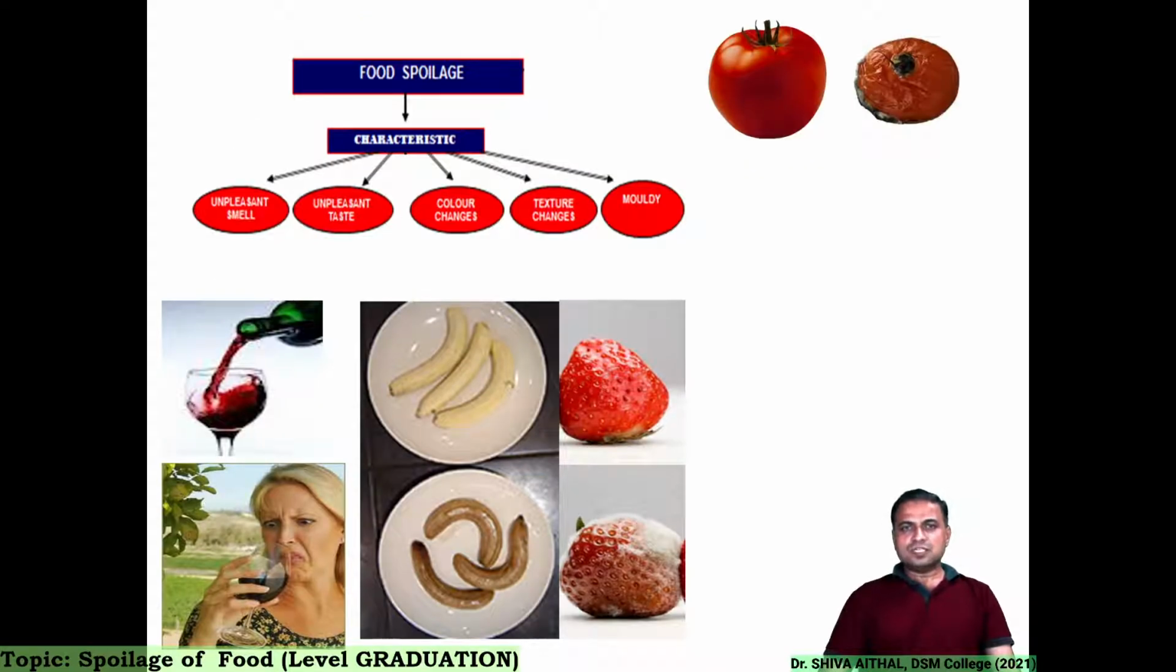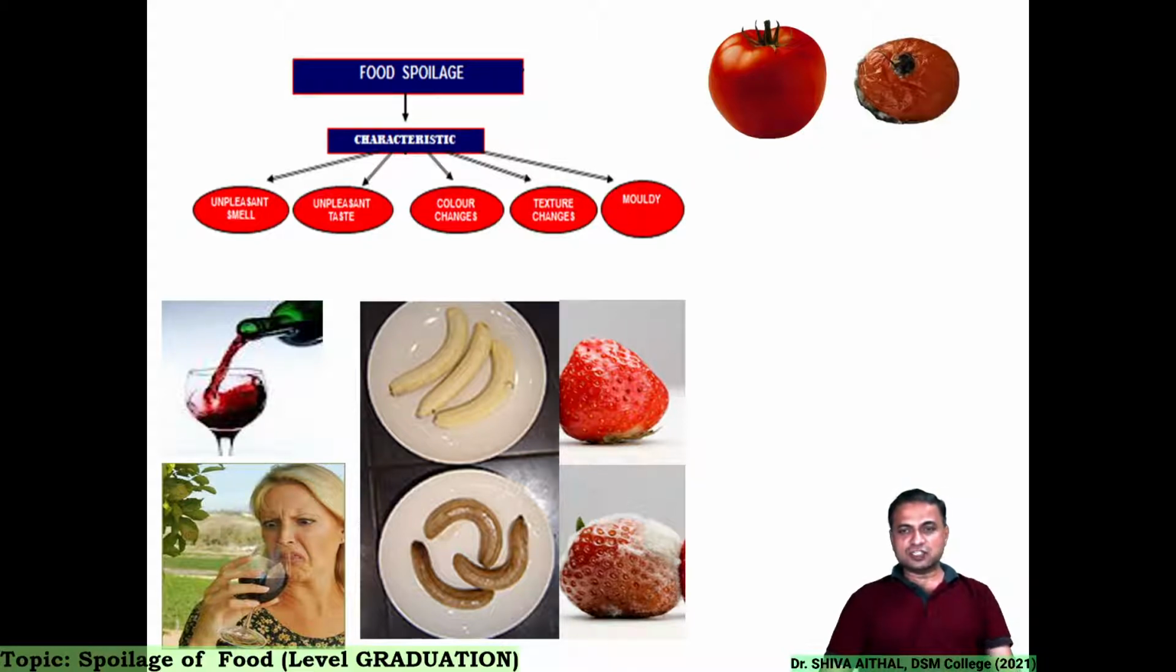Food spoilage is one issue which is causing great loss to the producer, or the industry, you can say food industry. Some of the characteristic features of food spoilage are unpleasant smell. As you can see in the pictures, the wine, if it is not of some acceptable flavor, it will be rejected. Unpleasant taste and color changes, texture changes. As you can see the banana over there, it has become moldy, slimy. What are molds, what are slimes, you will see that.